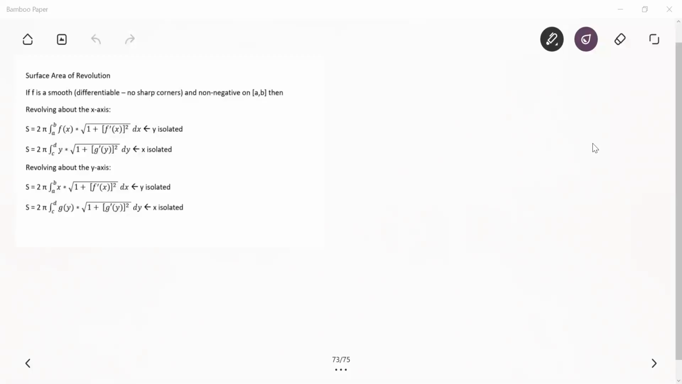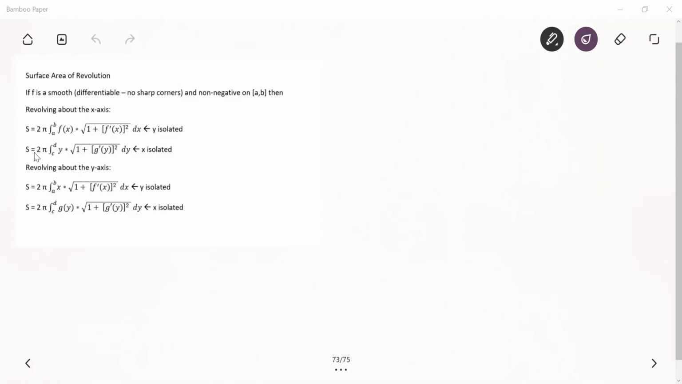All right, for this section, we're going to talk about surface area of revolution. So if f is smooth, that means it's differentiable, there's no sharp corners, and non-negative on some closed interval from a to b, then if we revolve about the x-axis, the surface area is equal to 2 times pi times the integral from a up to b of our function times the square root of 1 plus the derivative of our function, quantity squared. And this is dx. This is when y is isolated.